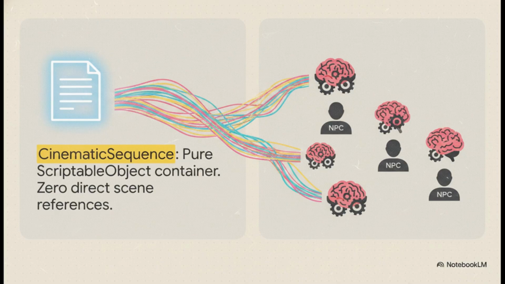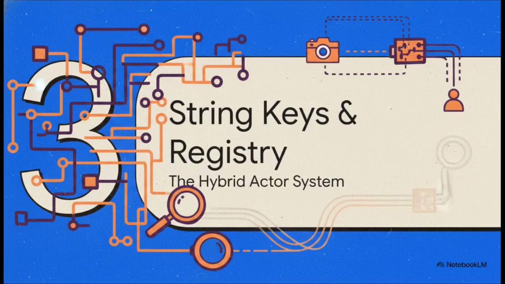It's completely agnostic. On the other side, when you actually hit play, the engine creates a cinematic context. This is a temporary runtime instance that handles dependency injection and creates an exact, isolated copy of your local variables in memory. This strict separation guarantees that variables never corrupt your original file, and it massively improves your code's modularity. You can literally run the same cinematic on 10 different NPCs at the exact same time without a single data collision. It's brilliant.